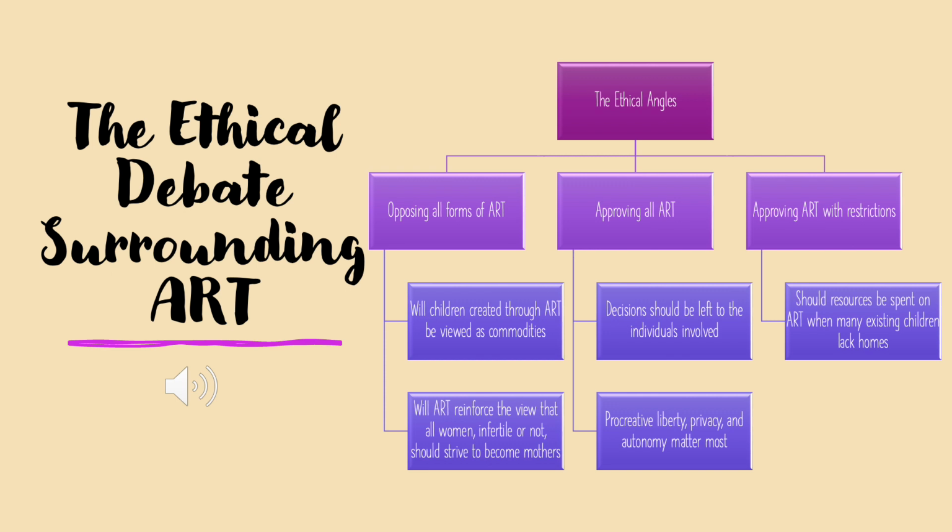Additionally, those who approve ART with restrictions also question the resources and money that are spent on ART when there are many children who lack a stable home environment. And they say, if somebody wants to have a child, why are we putting all of this effort into giving a child to someone who cannot naturally have one, when there are plenty of children available who need homes? And different people have different views on that.